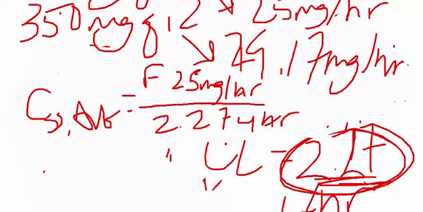So 25, and remember our bioavailability is 1. If it was anything but 1, we'd have to be taking care of that in our algebraic calculations as well. So if we give 25 milligrams per hour, we'll expect a concentration of 11 milligrams per liter about.